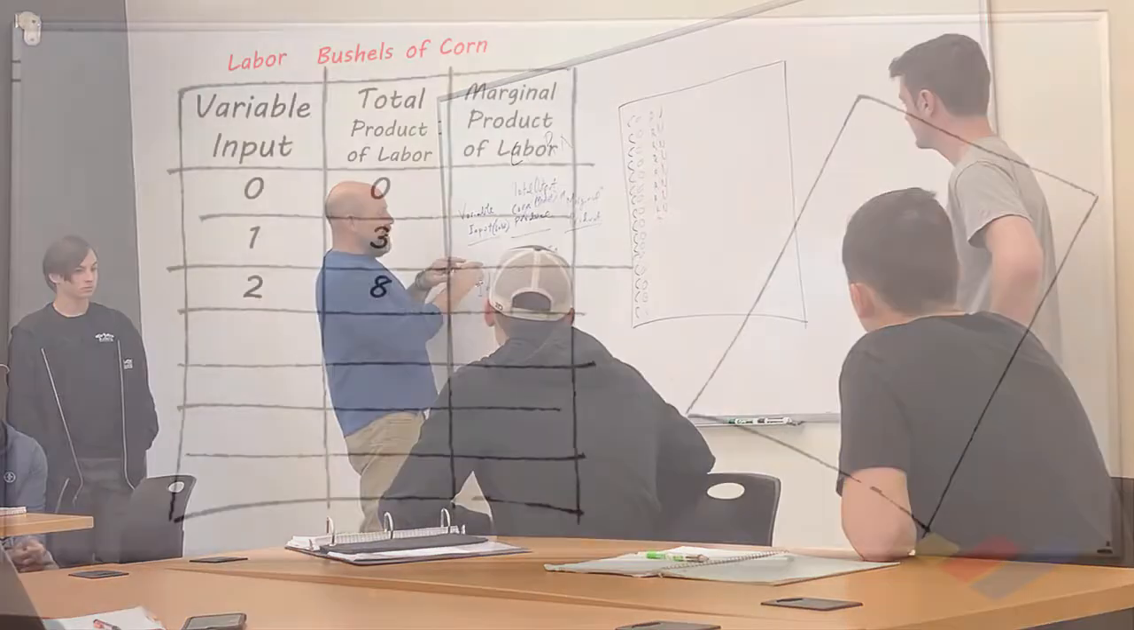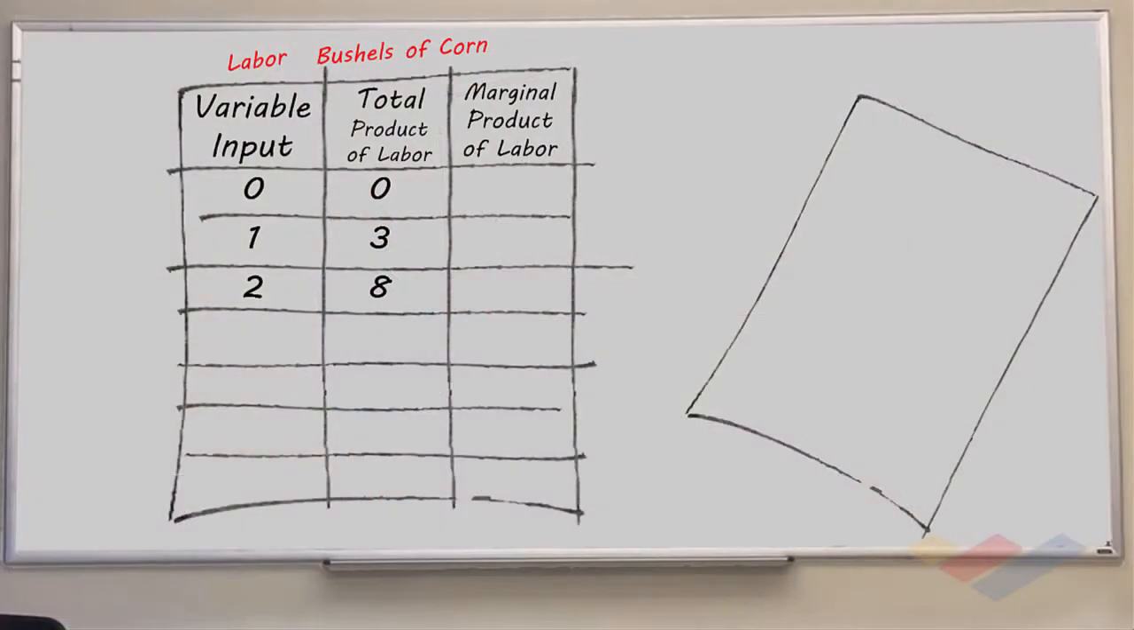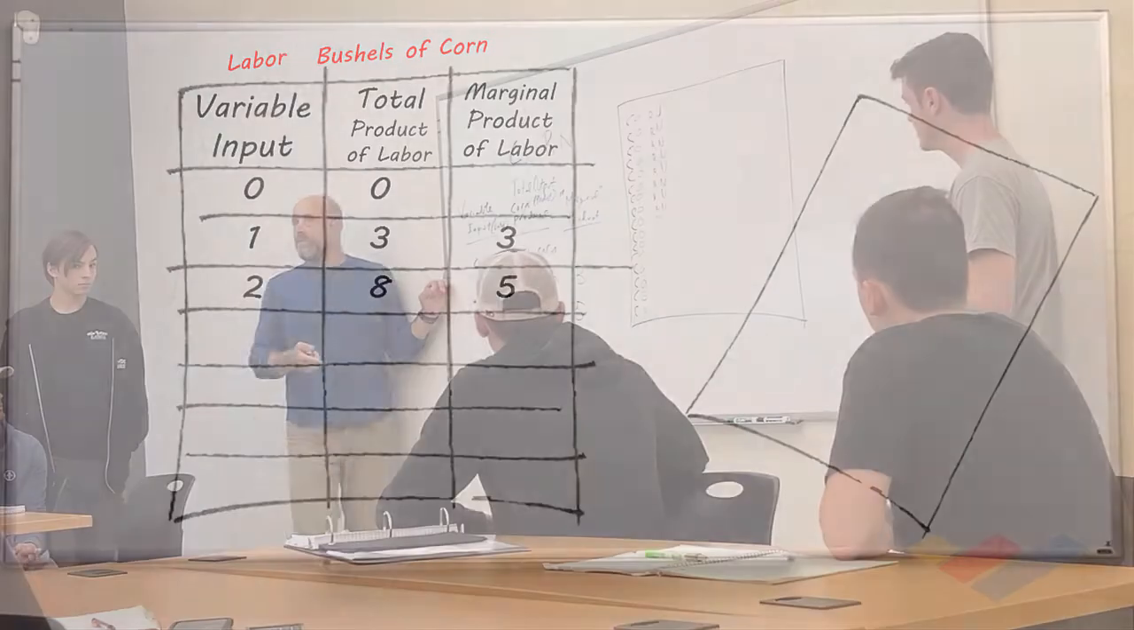So in this case, if we started with 0, we made 0 corn. By adding Jensen, how many bushels of corn did Jensen add? 3, right? Pretty simple, right? So the marginal product of Jensen's labor was equal to 3, the difference between 0 and 3. When we added Riley, what's the marginal product of the second unit of labor? 5. So we went from 3 to 8. 8 minus 3 equals 5. So the marginal product of the second unit of labor is equal to 5, right? What can we conclude? What does that tell us?